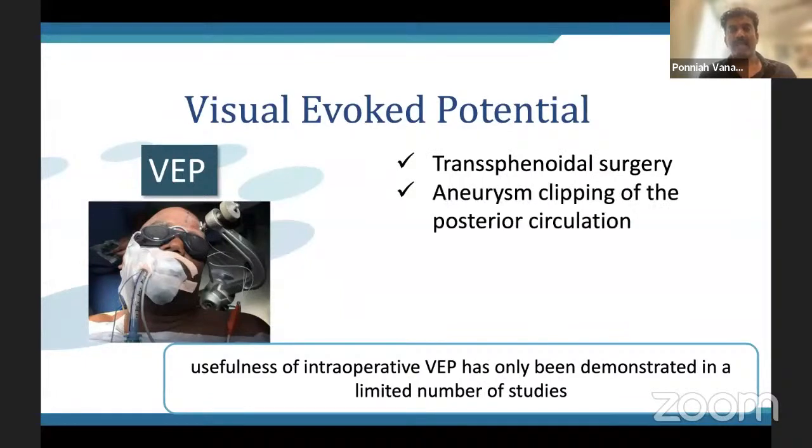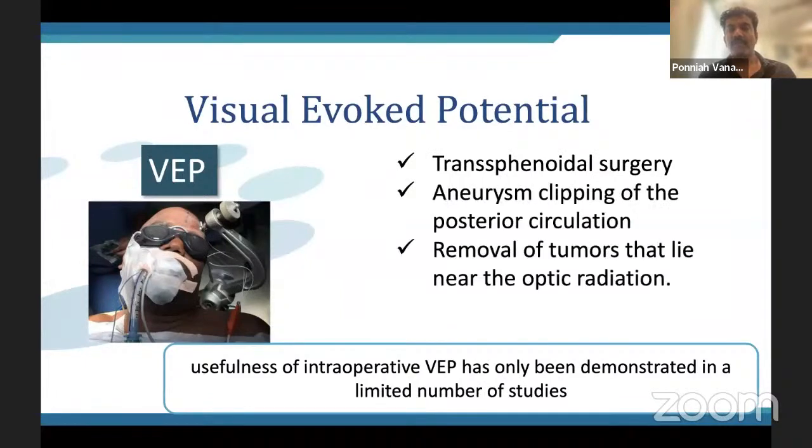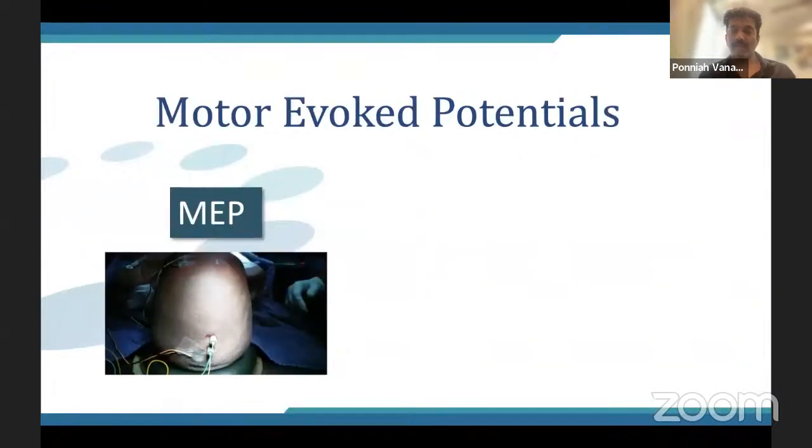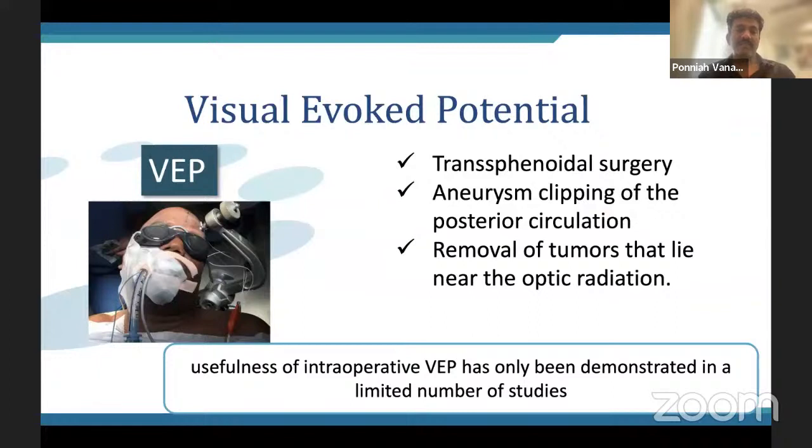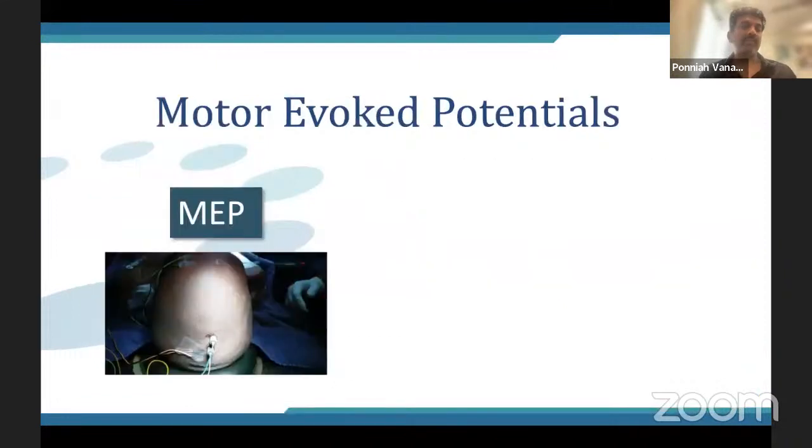It's commonly used in transsphenoidal surgeries, aneurysm clipping of the posterior circulation, and removal of tumors that lie close to the optic radiation. And this is very, very sensitive to the anesthetic agents, and they play a major role in getting a recording from VEP.